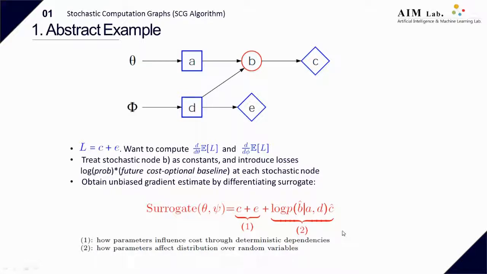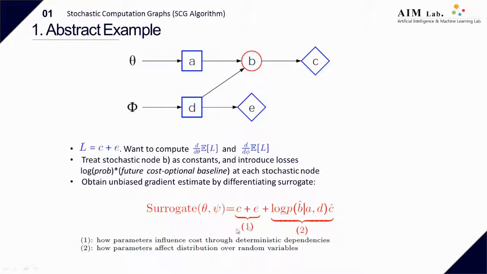This form is the original loss plus a second term like this one, log P, the probability of the stochastic node, and the hat means that in this process, in one calculation, it is regarded as a constant.